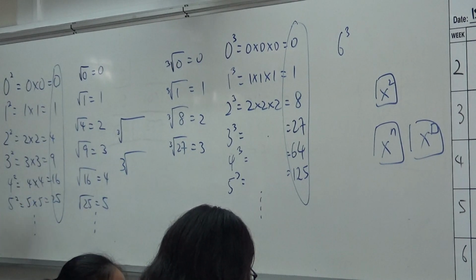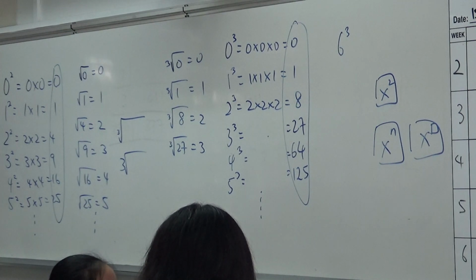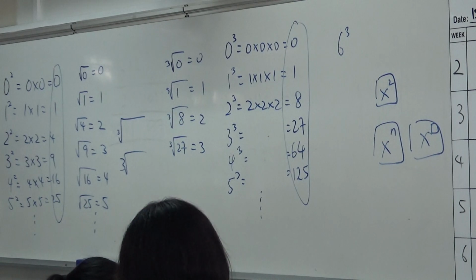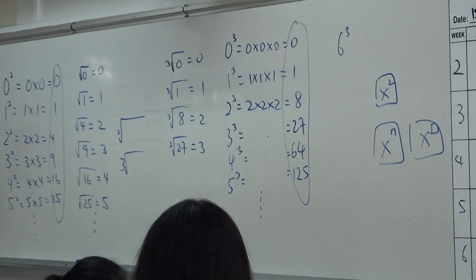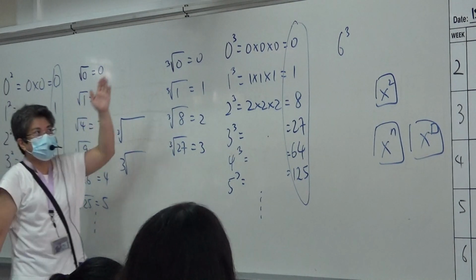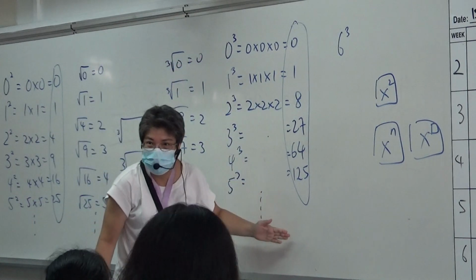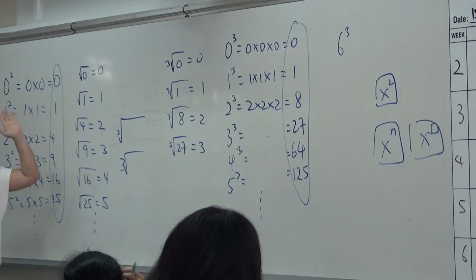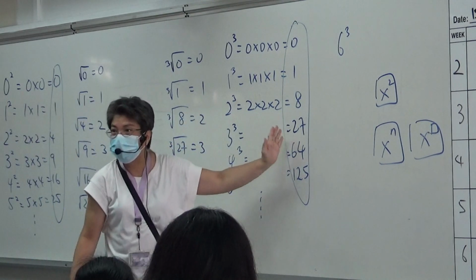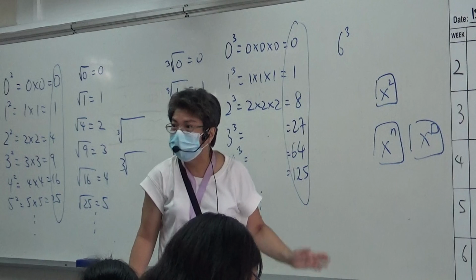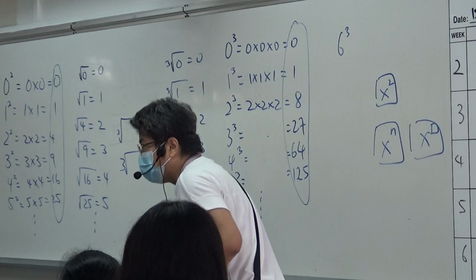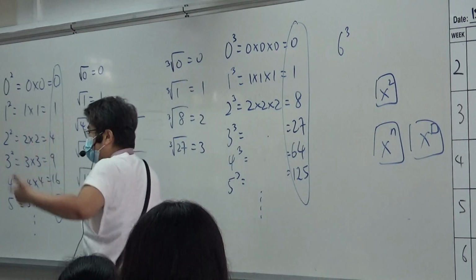And one more thing, students always get confused. Square root is just like that, don't write a little 2. Understand? Very common mistake. You understand now? So, all these are called square numbers. All these are called cube numbers. Another word for this is perfect square. Another word for this is perfect cube, because when we take cube root, we get whole numbers. Are we clear?